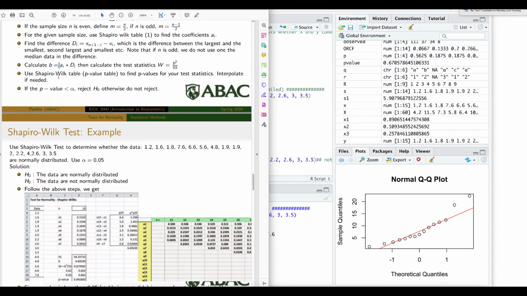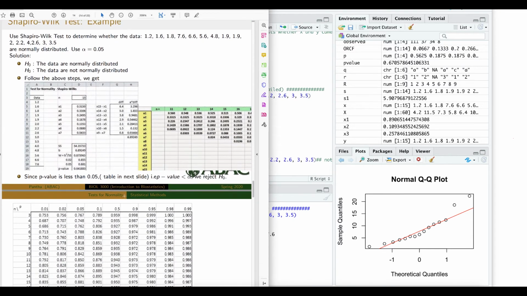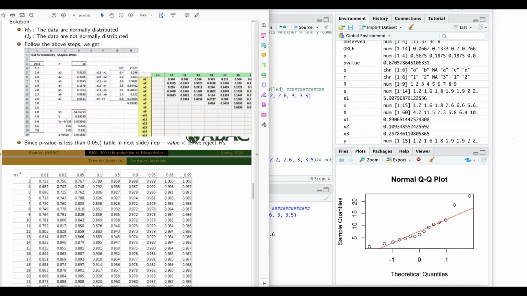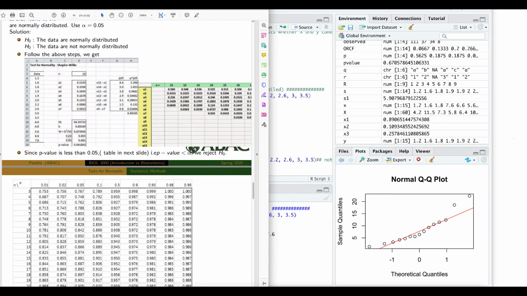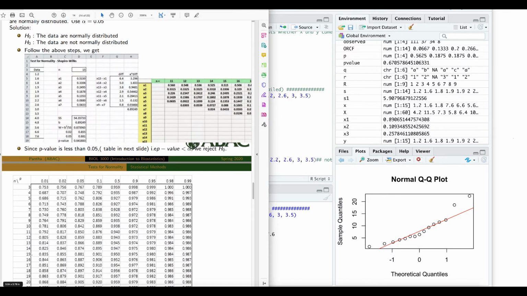Okay. Now, use the Shapiro Wilk table. That is the p-value table. These are the p-values, these are the sample sizes, and these are the w values. Look at this. For the sample size 15, if the p-value is 0.02, the w value is 0.85. If the p-value is 0.05, then the w value is 0.88. You see that? But our w value is 0.87.